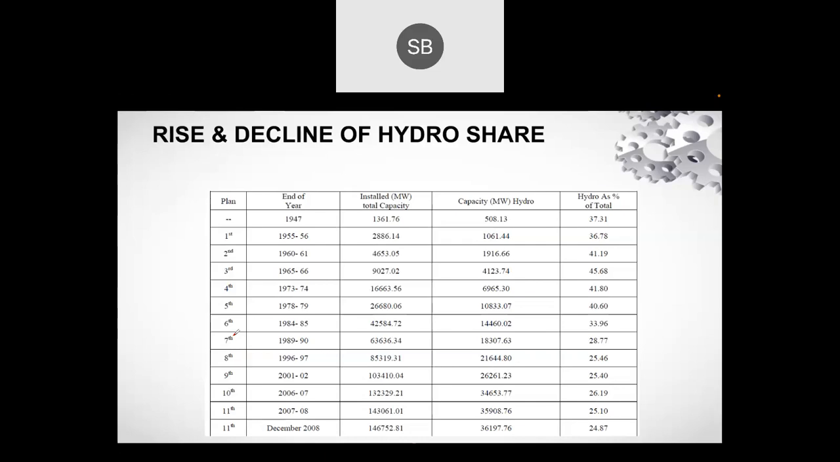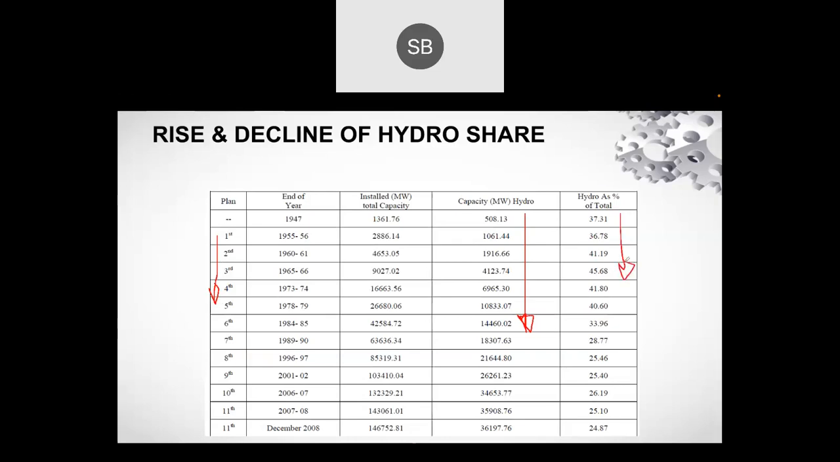Now you can also see generation in November 2022. Nearly 9.88 billion units of electricity has been generated through the hydroelectric power plant. That's why we are going to do a deep study of the hydroelectric power plant. These are the different hydroelectric power plants with respect to the different five-year plans.